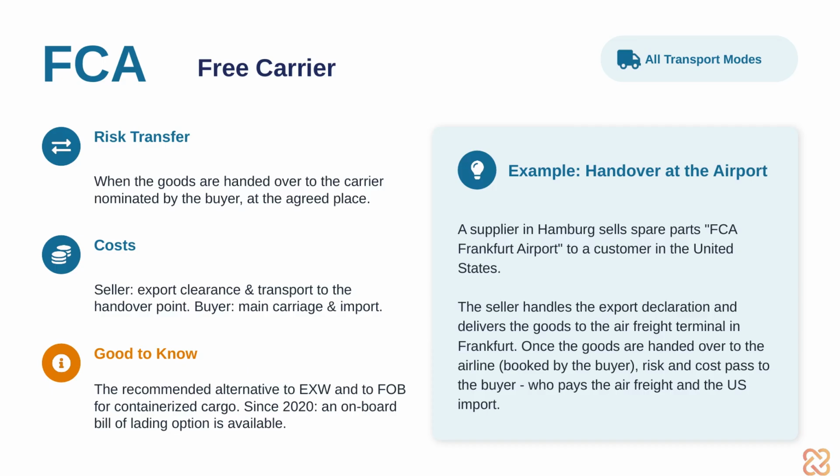An example. A supplier in Hamburg sells spare parts FCA Frankfurt Airport to a customer in the United States. The seller handles the export declaration and delivers the goods to the air freight terminal in Frankfurt. Once the goods are handed over to the airline which the buyer has booked, risk passes to the buyer. The buyer pays the air freight and the import into the United States.